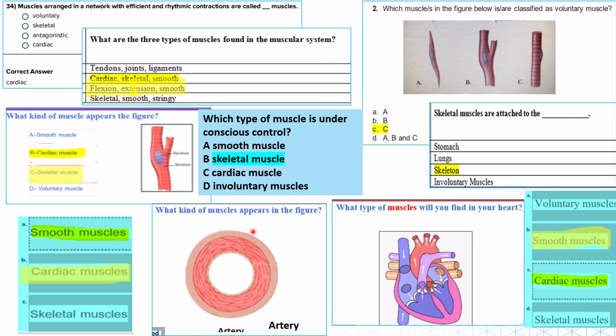What kind of muscle appears in this figure? Smooth muscles are mainly present in hollow organs. So when you see a hollow structure, that is definitely smooth muscle, so you have to select that. And cardiac is always related to the heart. So if an image comes and asks which muscle it is built of, it's always cardiac.